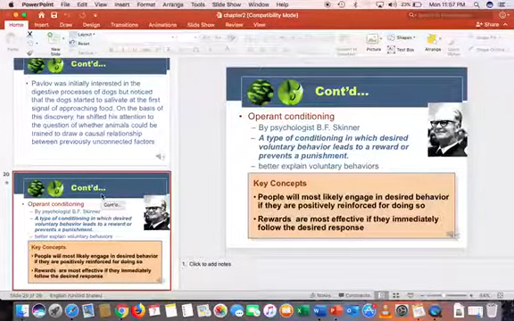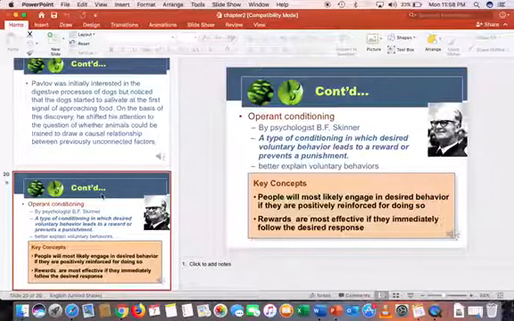What is operant conditioning? It was presented by B.F. Skinner, who is a psychologist. It means that there should be a punishment and a reward, and there should be a result or consequence of that. It is a type of conditioning in which desired voluntary behavior leads to a reward or prevents a punishment. Before the activity is done, you show them a result, a punishment or a reward. So this is called operant conditioning.